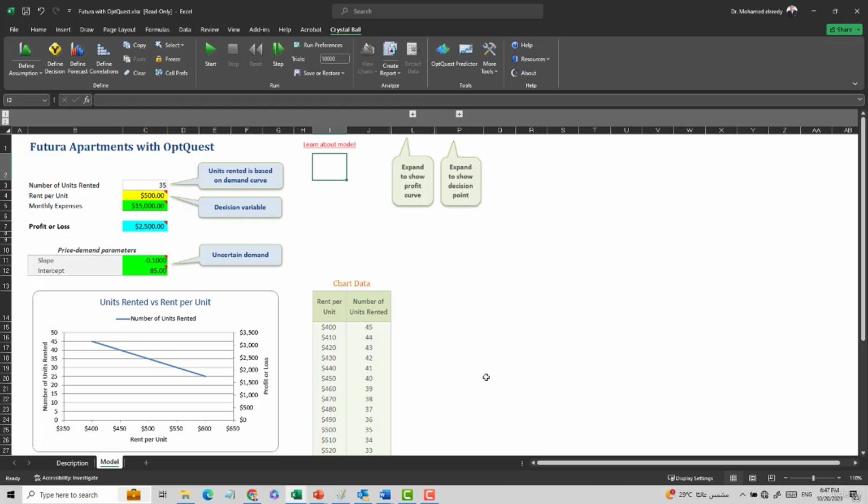Let's start to discuss how to use the function of Crystal Ball by using this example, which already exists in the manual or the folder of the software, the future apartment with OptQuest. What we have here is the number of units rented. Here is the rent per unit. I need to decide what the best options are that we need to define. What is the best rental value that I should highlight for this apartment to provide me a higher revenue, and so on.